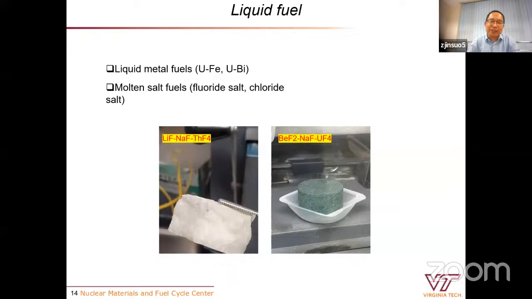It's very nice, actually, if you look very closely. And the second picture is beryllium, sodium, uranium salt fuel. That is green. The green color is from the uranium tetrafluoride, UF4. UF4 is green, and thorium THF4 is white. So it's very good. Both of these are purified salt.